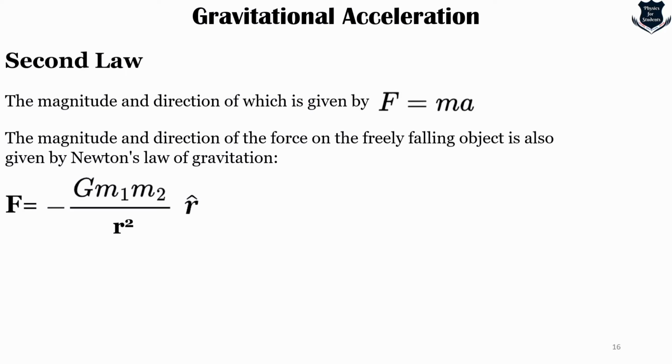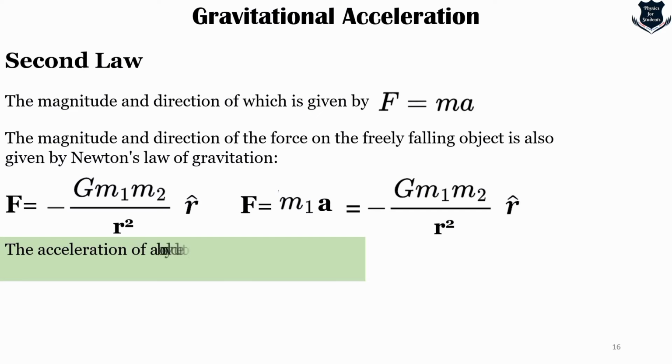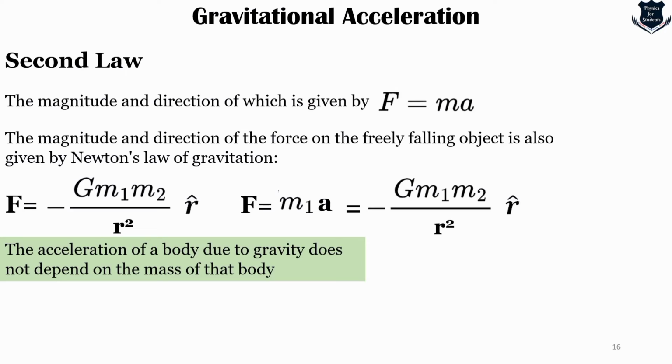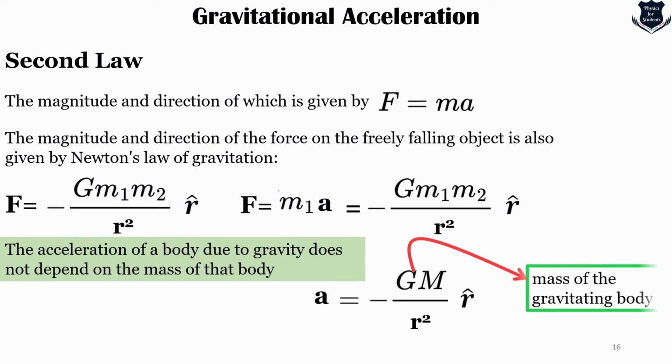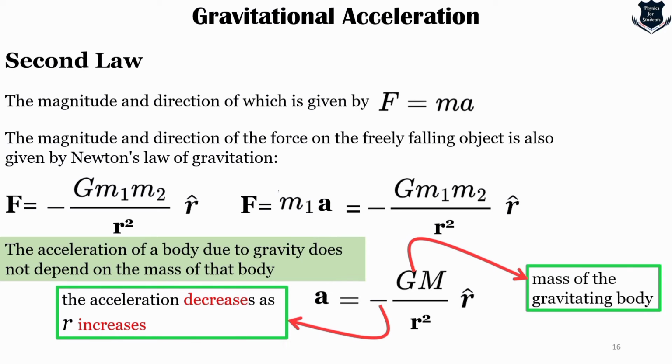So from here we can write this part of the equation, and then we finally write the acceleration. The acceleration of a body due to gravity does not depend upon its mass, the famous feather and iron experiment. So from here we write this. This is the mass of the gravitating body, for example Earth, and the minus sign indicates the acceleration decreases as r increases. Here it is.